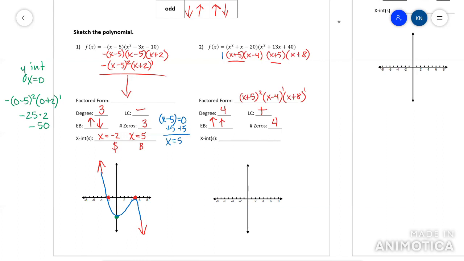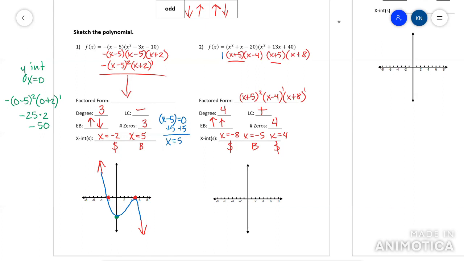The x-intercepts here, remember you take these factors and you set them equal to 0 and you solve it. So I would have 1 at -8. I would have 1 at -5, and I would have 1 at 4. The one at -8, notice the exponent's a 1, so that means it's a straight through. The one at -5, notice the exponent's a 2, so that's a bounce. And the one at 4, notice the exponent's a 1, so that's another straight through.